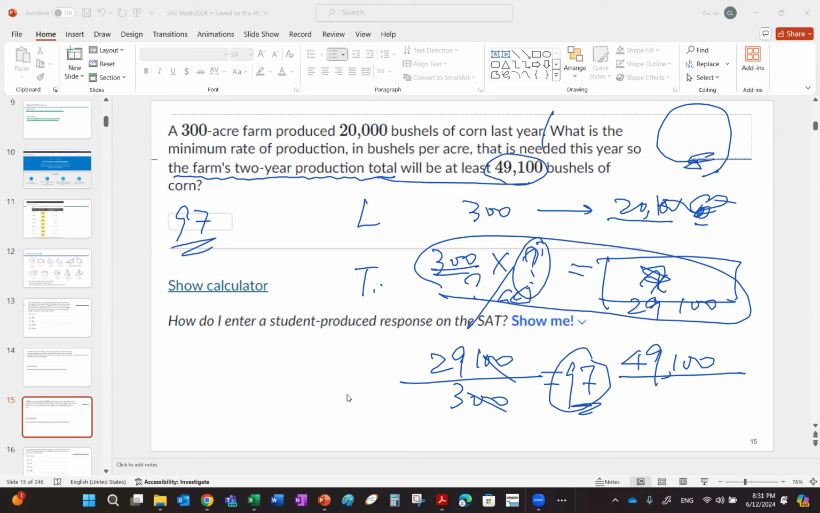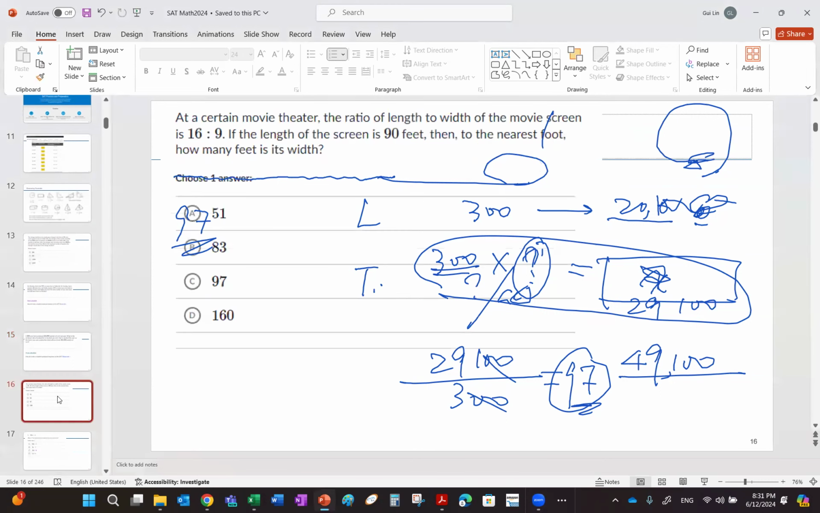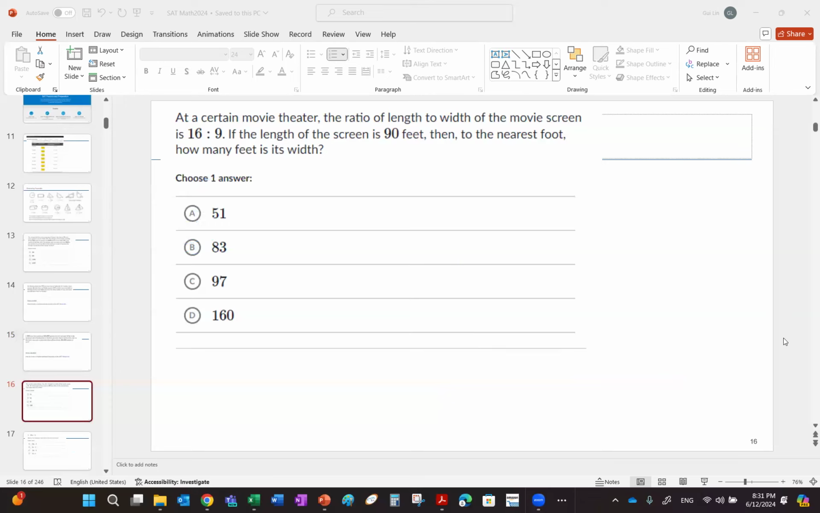Okay, I know this is easier. Let's do some more easy ones. Maybe this one also looks easier. Share screen. All right, let's do it together because it's so easy.